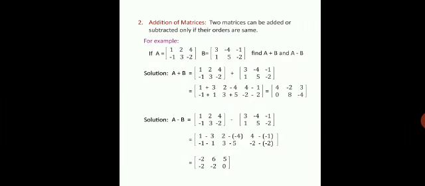Now second one, addition of matrices. Two matrices can be added or subtracted only if their orders are same. For example, here matrix A is given and B is given with same orders. Then we can add A and B, and we can also subtract A minus B. Let's find the value of A plus B.